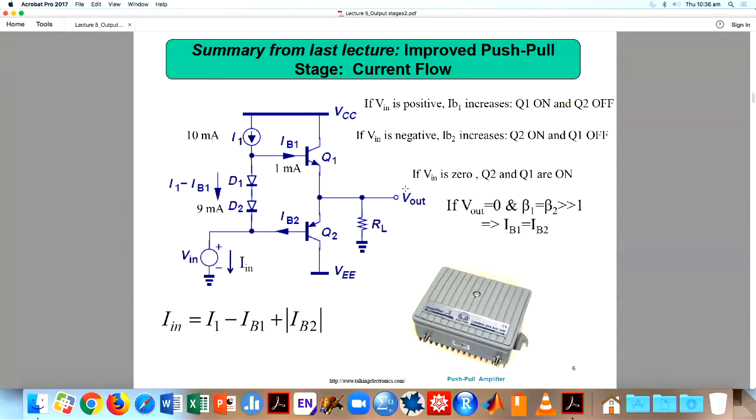Then in the market you will see push-pull amplifiers. You can buy a push-pull amplifier. You should not think that push-pull is somebody's name. It's not his name, because it's pushing the current, pulling the current. That's the reason for the name push-pull amplifier.